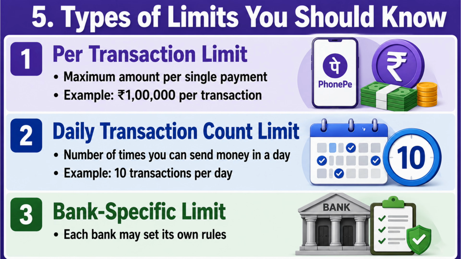Now we will see types of limits you should know. First one is per transaction limit, which means maximum amount per single payment. For example, 1 lakh rupees per transaction. Second one is daily transaction count limit, which means number of times you can send money in a day. For example, 10 transactions per day. Third one is bank specific limit, which means each bank may set its own rules. Because of this, limits may differ from one bank to another bank.